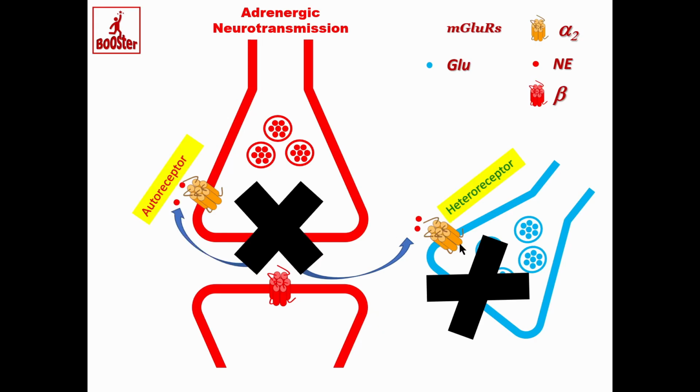So in summary, an autoreceptor is a receptor sitting on a presynaptic site which can regulate its own neurotransmitter release. So this is an adrenergic receptor, this is adrenergic neurotransmission. Whereas a heteroreceptor is a receptor sitting on a presynaptic site where it can regulate a different neurotransmitter's release. So that's the reason it's called a heteroreceptor.